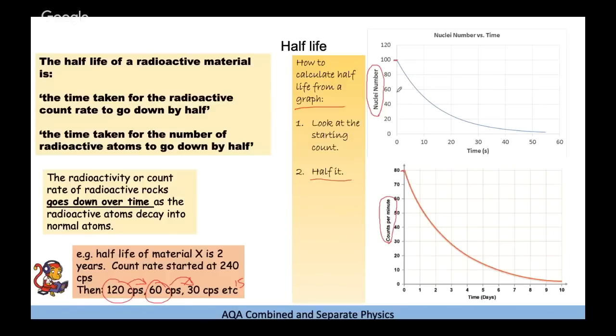So here we go, 100 down to 50. And just at the same time, I'll do this one as well. So here's 80 down to 40, so I've halved it. I'm going to now draw a line to the graph, to the line, and draw down to time. So here we go. So across from 50, that looks to me to be about 10. So my half-life here, that is my half-life, is 10 seconds.